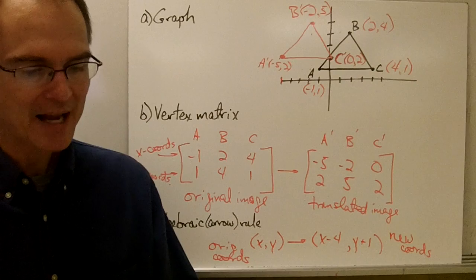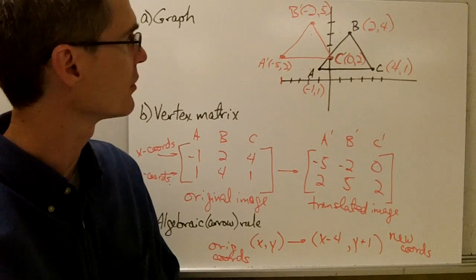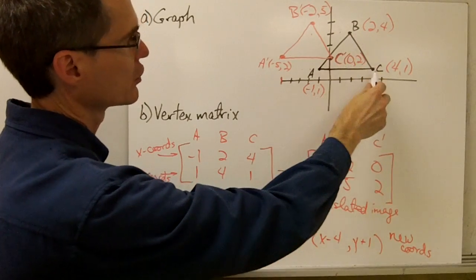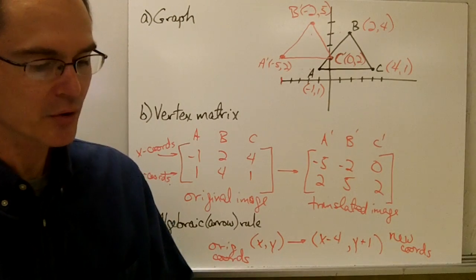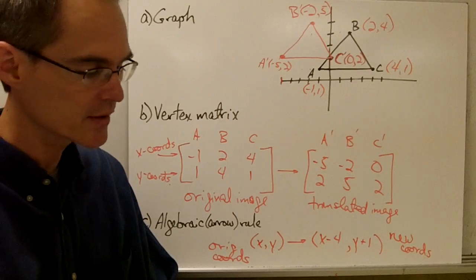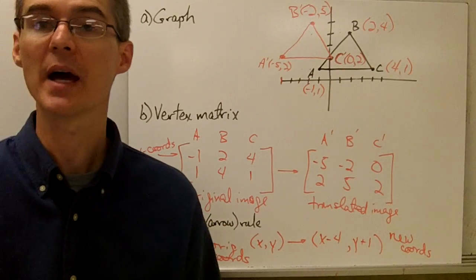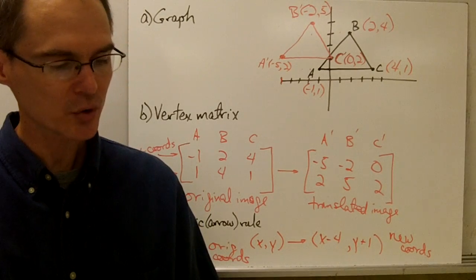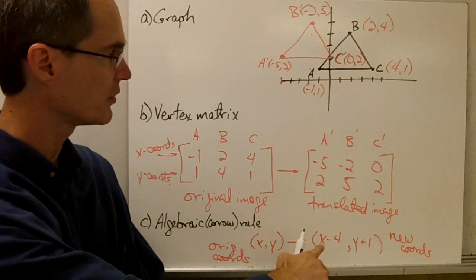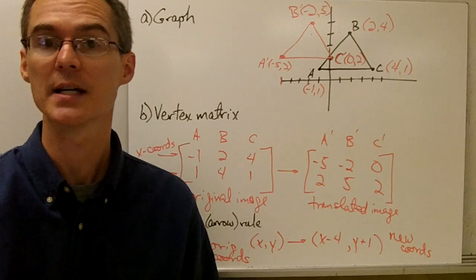Now, on the back page of your notes, you've got another example in which I ask you to perform another translation. Again, starting with this same triangle, triangle ABC, I ask you to move it to the right 2 units and down 3 units. It's example 1 on the back of your notes. I'm going to leave this one for you to do this translation both graphically, and then come up with the vertex matrices, and then come up with the arrow rule. And we will take a look at this example tomorrow in class.